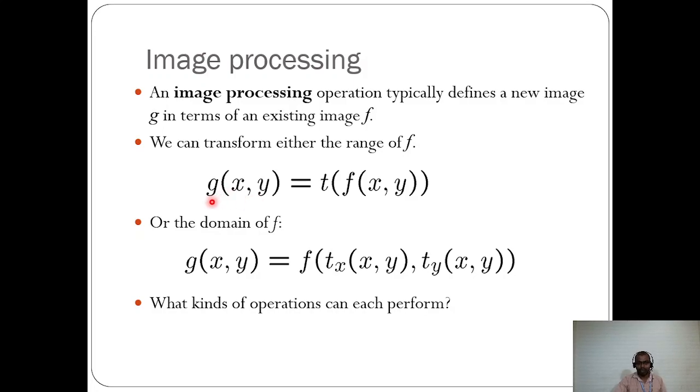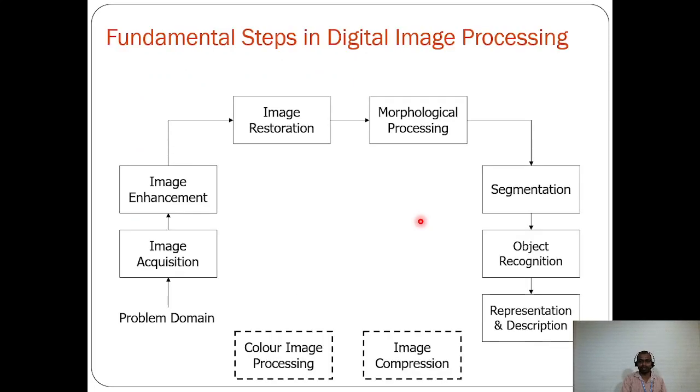So it is a simple image processing, applying an operation on the particular input image. These are some fundamental steps in digital image processing. This diagram represents the fundamental steps in digital image processing.